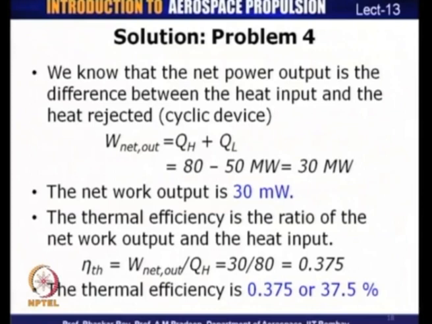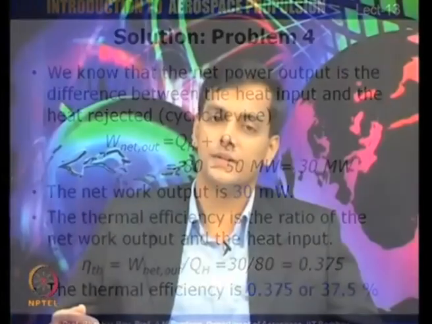Now, to find out the thermal efficiency of this particular system, thermal efficiency is the ratio of the net work output and the heat input. So, we have just now calculated the net work output. So, thermal efficiency is W net out divided by Q H, that is 30 divided by 80, which is equal to 0.375. So, thermal efficiency for this particular heat engine comes out to be 0.375 or 37.5%.